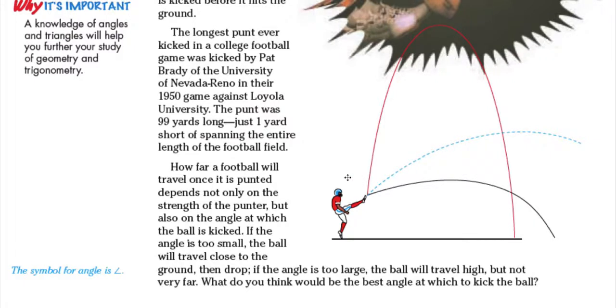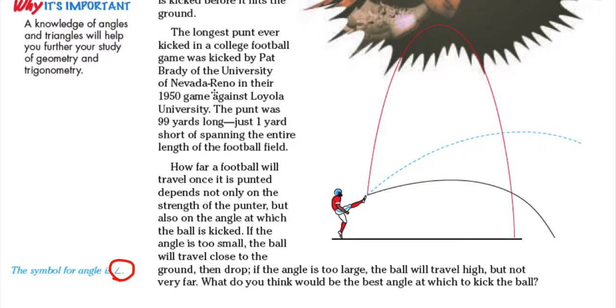So this is your punter right here, and this is what it's talking about. If the angle is too small, the ball will travel very close and will not travel that far. If the angle is not that big, it'll travel farther, compared to this kind of a punt right here. And when we talk about angle, the symbol for angle will be this one right here. So when you see that symbol, it means angle.